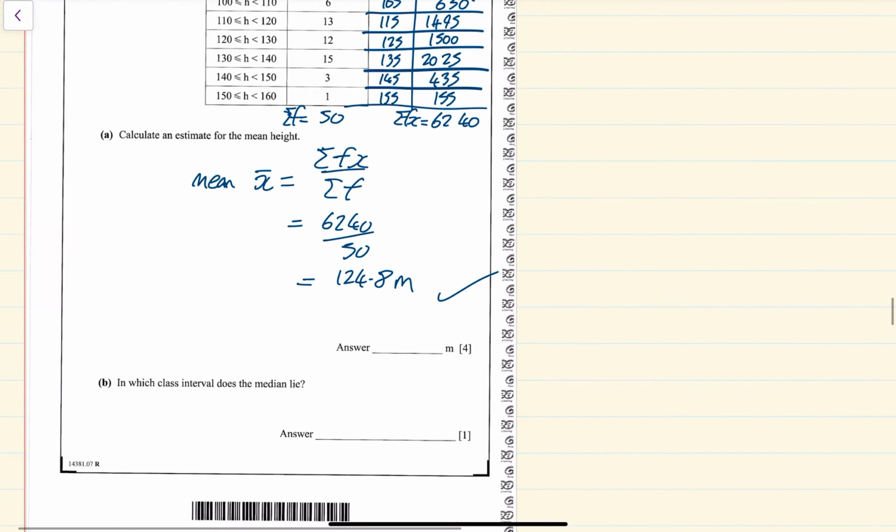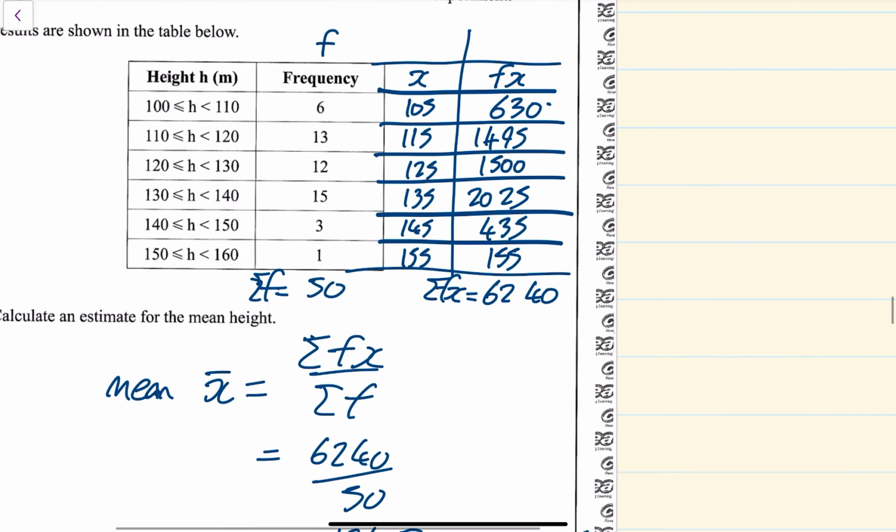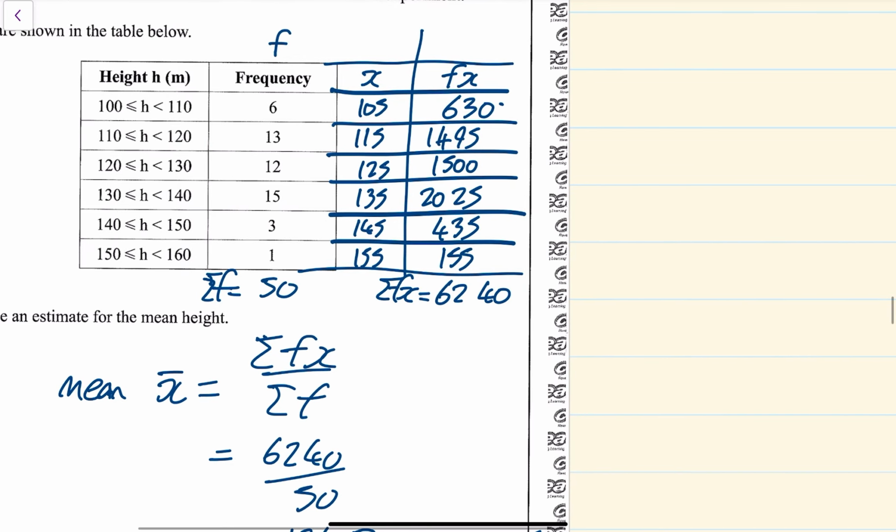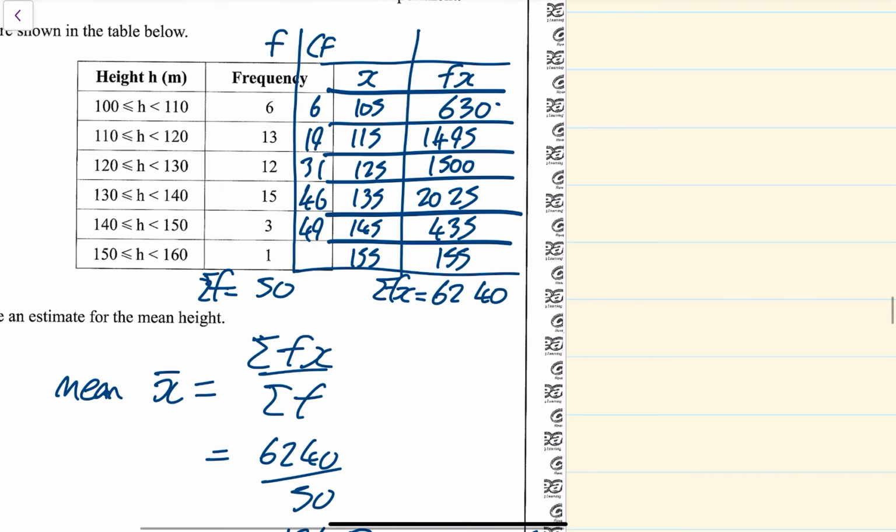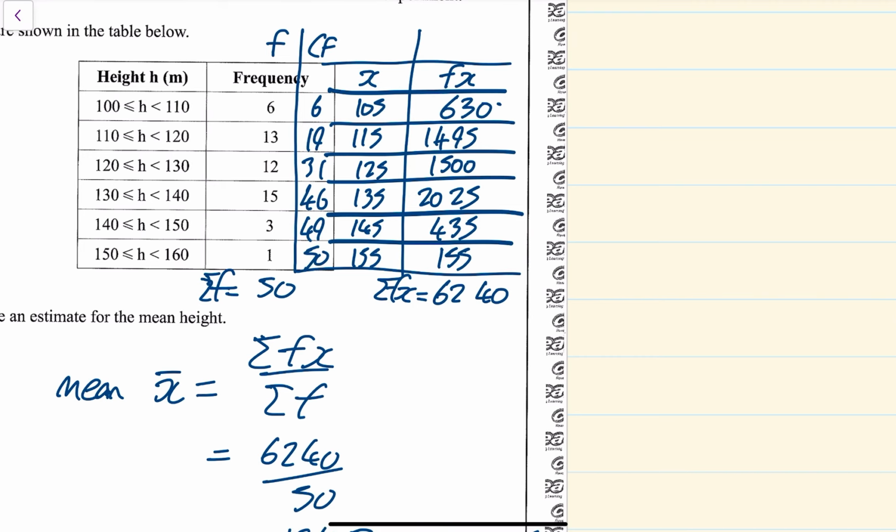Okay, go. In which interval does the median lie? Okay, there are 50 values. So I'm going to squeeze in a wee CF column. I think a CF helps me. The median is going to be the 25th, I should say. So 6 plus 13 is 19, plus another 12 is going to be 31, plus another 15 is 46, plus 3 is 49, plus 1 is 50.